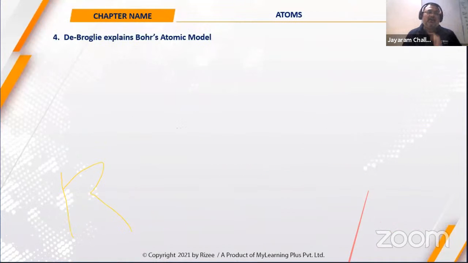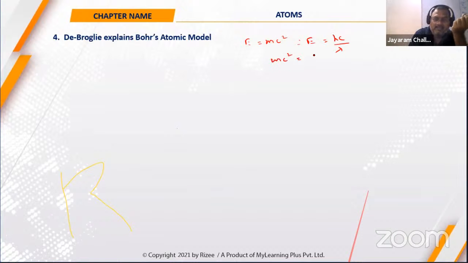Next one. Coming to de Broglie's explanation of the Bohr model. What has de Broglie explained? According to de Broglie's hypothesis, the photon or the massless particle is of wave nature as well as particle nature. He proposed this using Einstein's relation, E is equal to mc square, and Planck's relation, E is equal to hc by lambda. The energy will be the same, so mc square is equal to hc by lambda, or lambda is equal to h by mc.